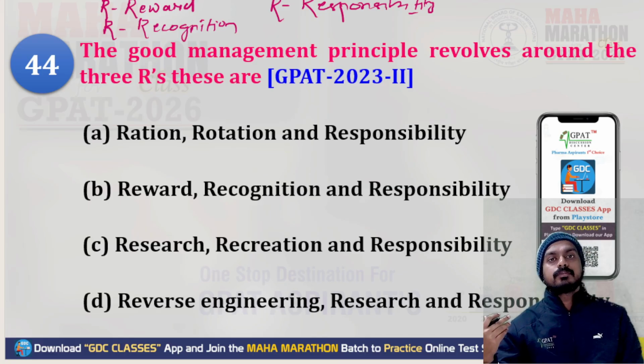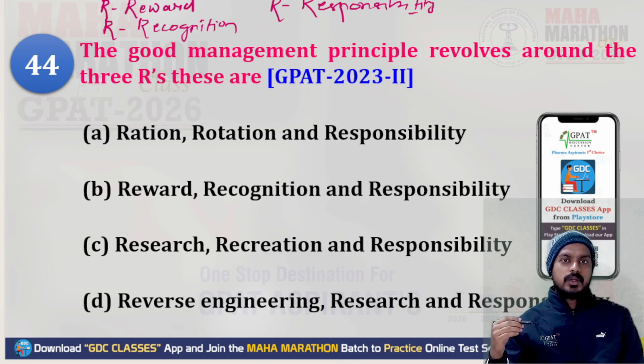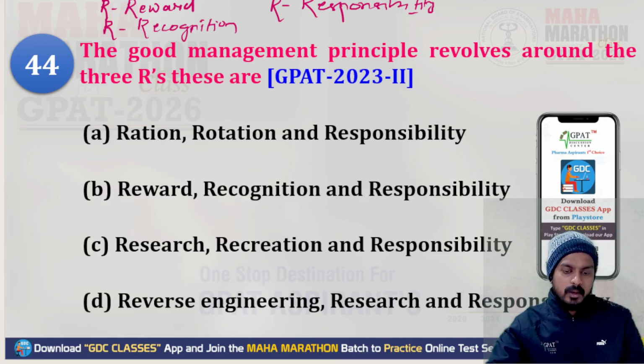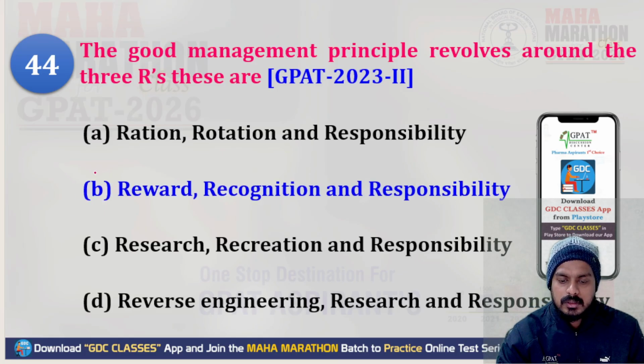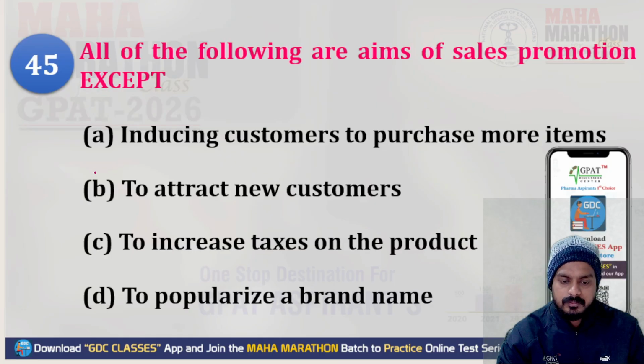For example, if you are giving a lot of work to a single employee and not giving any opportunity to other employees, that will create bad management. So you need to keep these things in mind. Option C is the correct answer: reward, recognition, and responsibility.